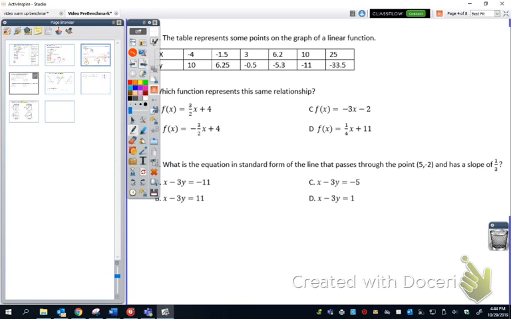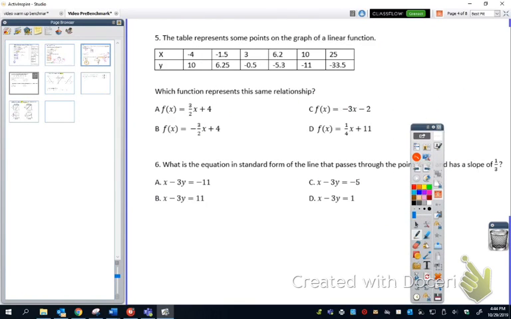All right, so the next one that we have, number 5, which function represents the same relationship? So again, if you want to do your slope and pick 2 points, you absolutely can. So like you could do negative 4, 10, and 10, negative 11. It doesn't matter. You could find your slope and you could eliminate. And some of you prefer doing that. So 10 minus negative 4 is 14. Negative 11 minus 10 is negative 21, so you divide. So negative 21 over 14.